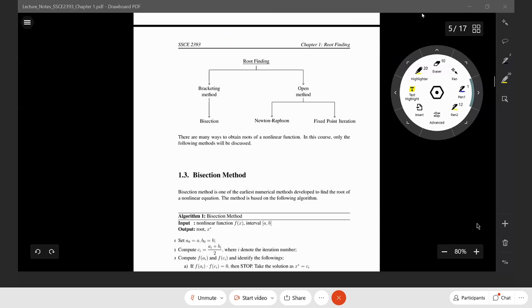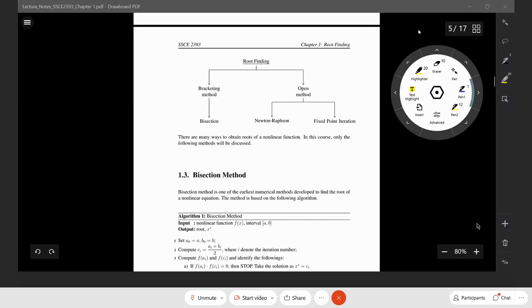Now we go to the methods. Just now we only found the interval; we just verified the interval. Now we want to know the root value, the value of x that satisfies your non-linear equation. Basically we can categorize the methods in this topic into 2 categories. The first one is the bracketing method. We only have the bisection, but in the reference book there are many more bracketing methods. In the syllabus we just cover the bisection. And in the open methods we have 2, Newton-Raphson and fixed point iteration.